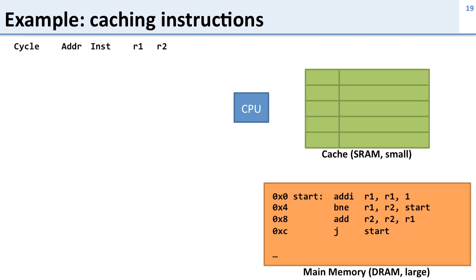So here's our program. It's got a loop in it. It's going to do add I and then branch. It'll jump either back to start or continue. If it doesn't jump back to start, it's going to do an add and then finally jump back to start again. So let's walk through this program.